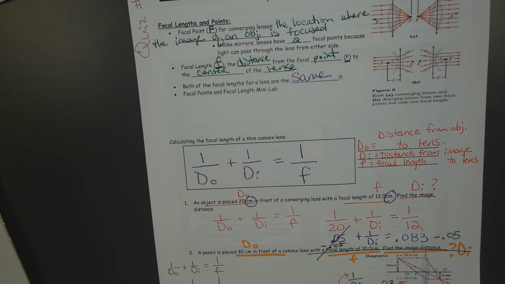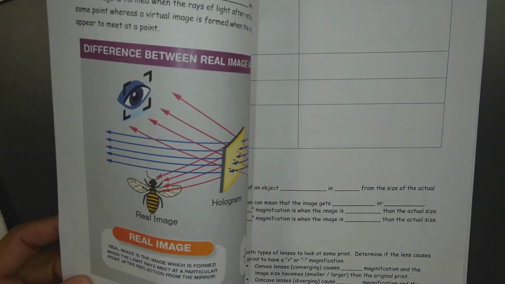Now, some of us are a little bit different. Some of us cannot see far. Some of us cannot see close up. We call that nearsighted and farsighted, and that's what the next page is going to cover a little bit of.